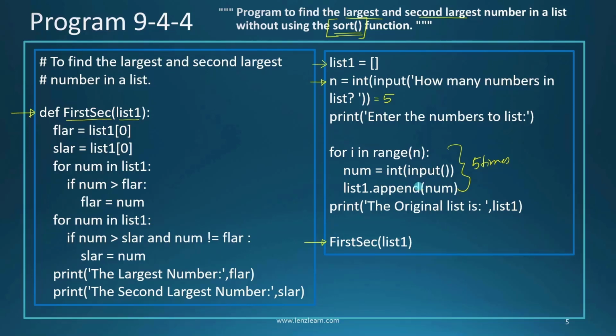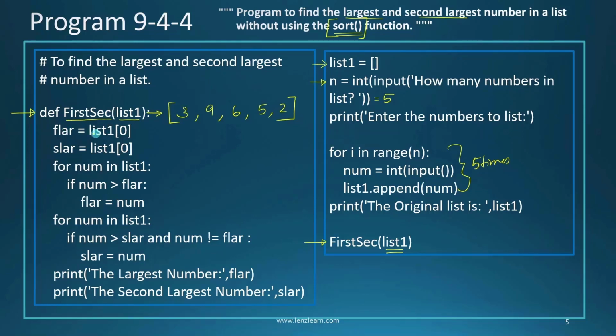Now let us say these are the values available inside list 1 that is passed to the function definition. Okay, so inside my function definition, list 1 has values like this. So now you can see, according to these values, the output that we are expecting: the largest number is 9 and the second largest number is 6. Okay, so that is the output that we want to generate from this function. So let us see how it is done.